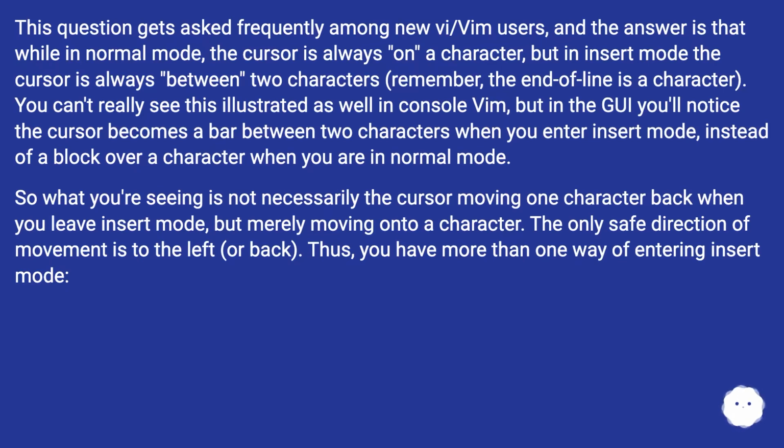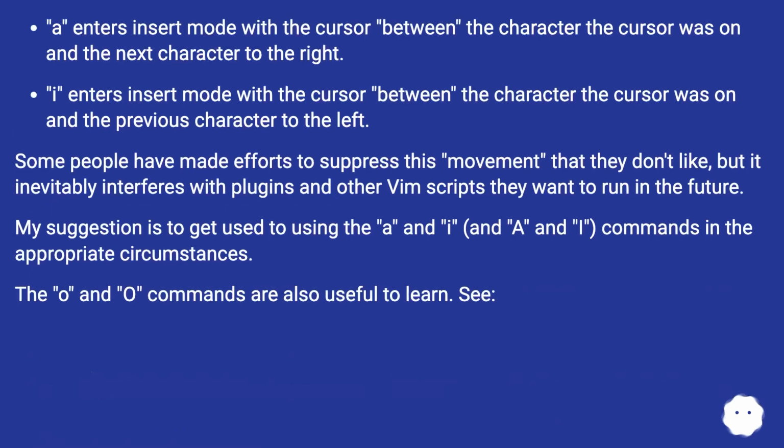The only safe direction of movement is to the left, or back. Thus, you have more than one way of entering insert mode. A enters insert mode with the cursor between the character the cursor was on and the next character to the right. I enters insert mode with the cursor between the character the cursor was on and the previous character to the left. Some people have made efforts to suppress this movement that they don't like, but it inevitably interferes with plugins and other Vim scripts they want to run in the future. My suggestion is to get used to using the A and I commands in the appropriate circumstances. The o and O commands are also useful to learn.